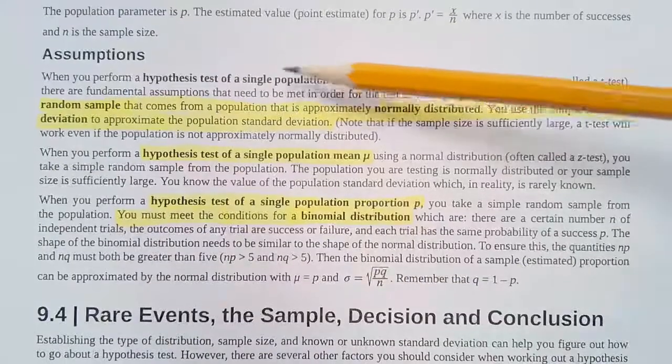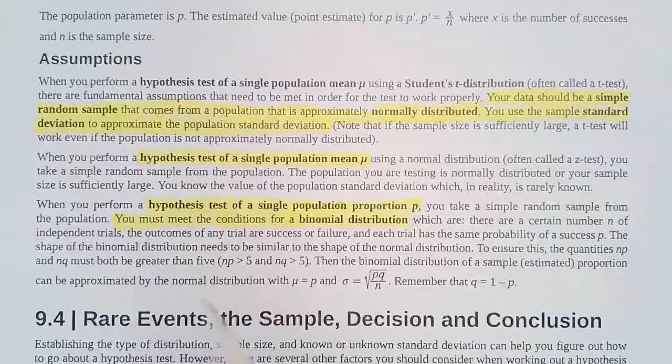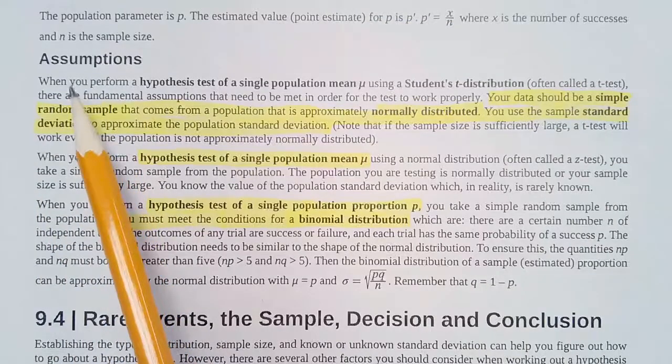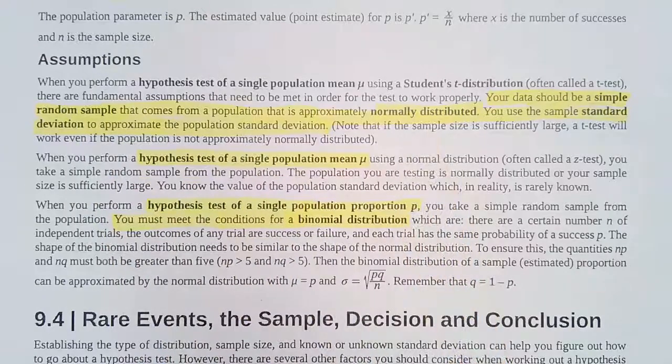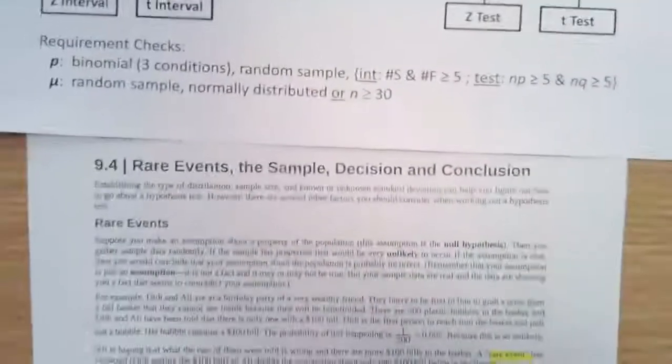And now part of the assumptions, this is basically talking about what the required checks are. Saying that it's going to be normally distributed, that it has a sample size greater than 5, or excuse me, greater than 30, or that if you're talking about the proportions, if the sample size times the probability of success is greater than 5, or the sample size times the probability of failure is greater than 5. These are the same as your required checks here.